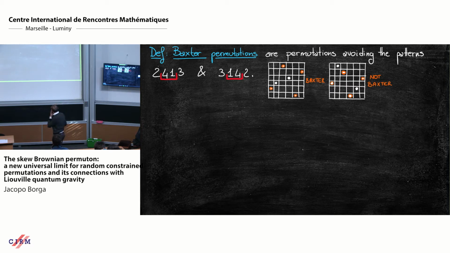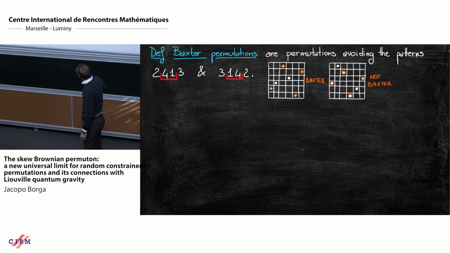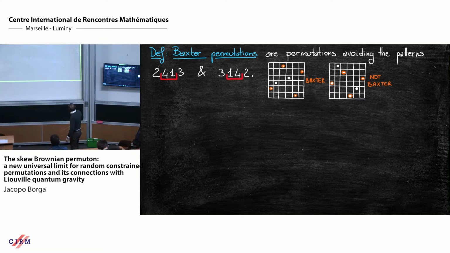What do I mean? Let me give you an example. This is a Baxter permutation, okay? And the reason is, despite having the pattern 2-4-1-3, this is okay, because 4 and 1 are not in consecutive columns. Here we have a permutation that is not Baxter, because we have the pattern 2-4-1-3, and moreover, 4 and 1 are in two consecutive columns, and this is forbidden. So the Baxter permutations are a larger set that contains the separable permutations.